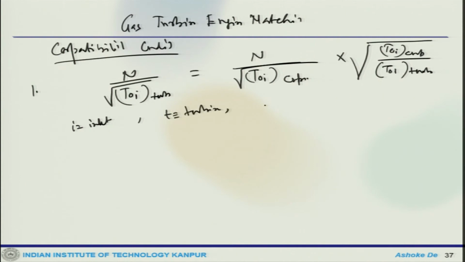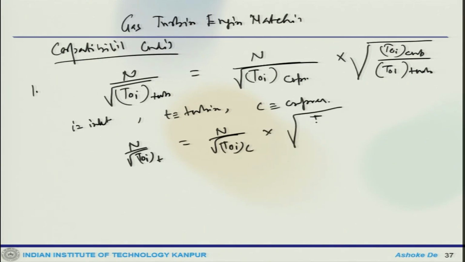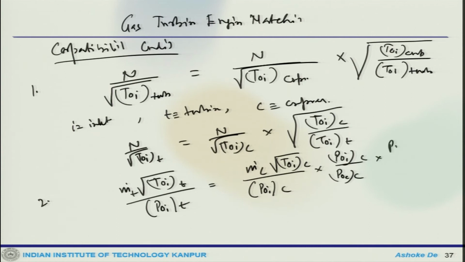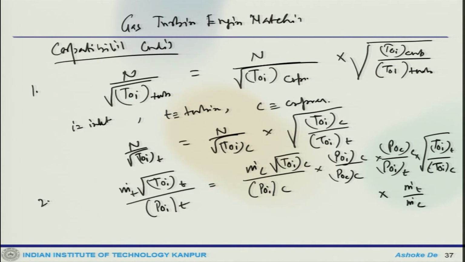Now we will use T for turbine, C for compressor, and then this could be written as 1 by root T naught I turbine equals 1 by root T naught I C into root T naught I C by root T naught I T. Mass flow rate, so this could be m dot T root T naught I T by P naught I T equals m dot C root T naught I C by P naught I C into P naught I C by P naught E C, P naught E C by P naught I T, into root T naught I T by root T naught I C, into m dot T by m dot C. So, E stands for outlet or exit condition.